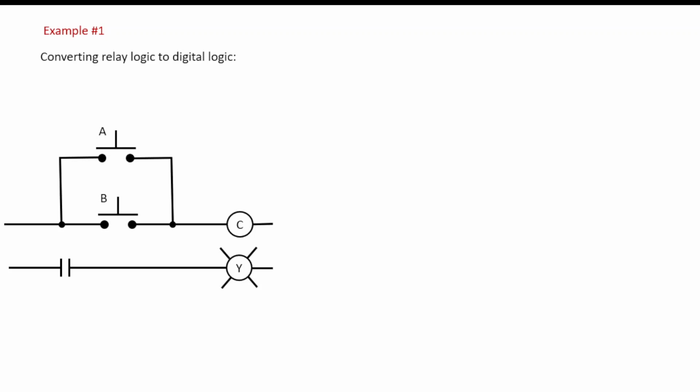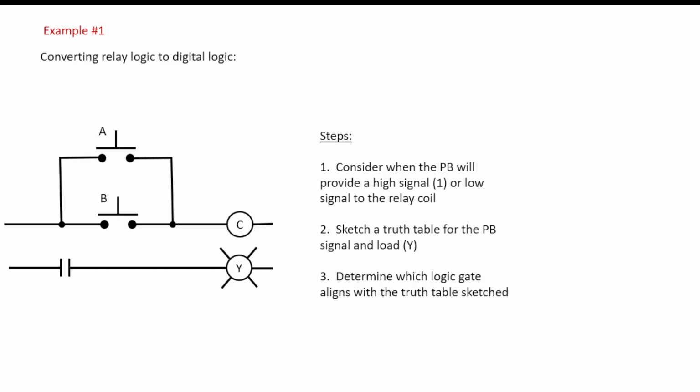Now, to convert the relay logic to a digital logic system, we need to go through a few steps. So we're going to break that down for the first one here. The steps are, first, consider when the push button will provide a high signal or a low signal to the relay coil. Sketch a truth table for the push button signal and the load. And finally, determine which logic gate aligns with the truth table sketched.